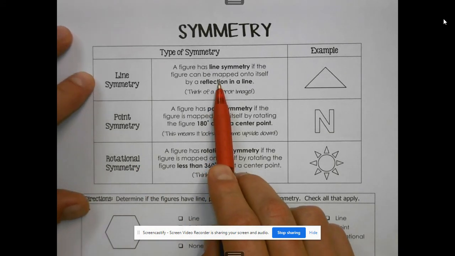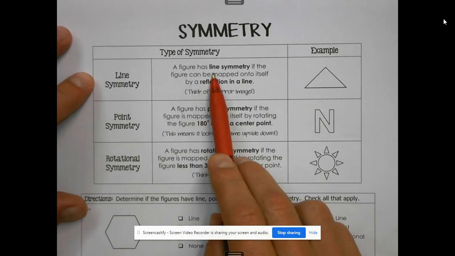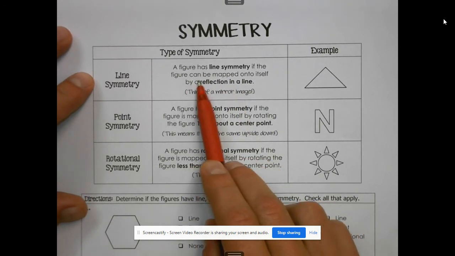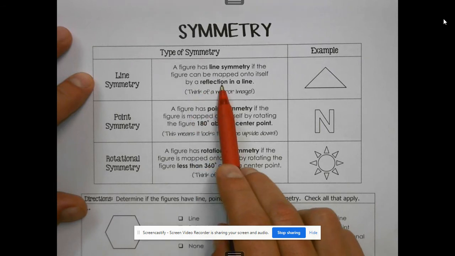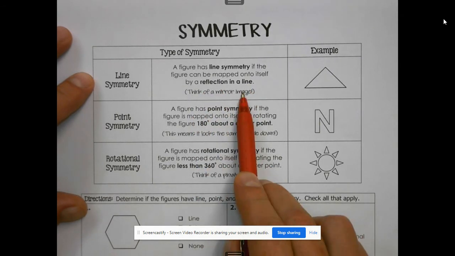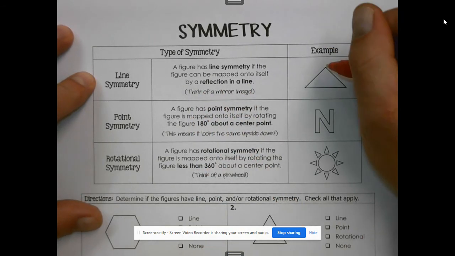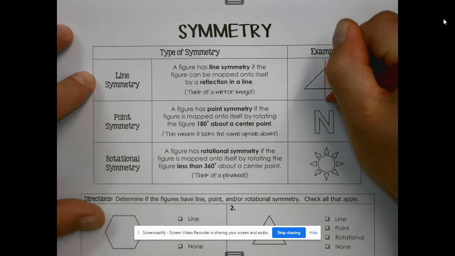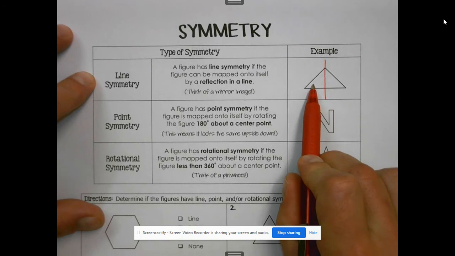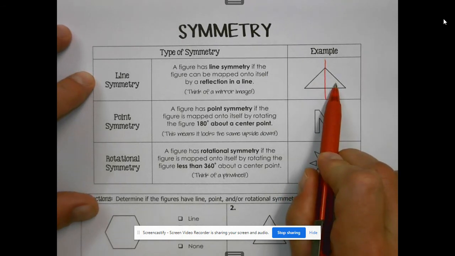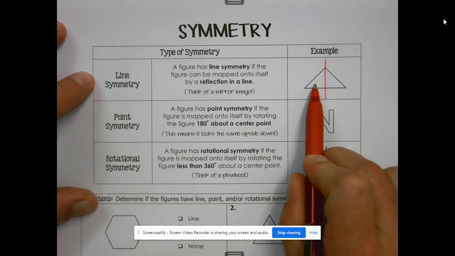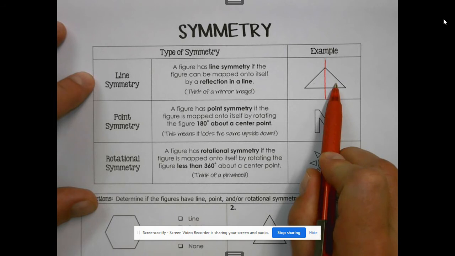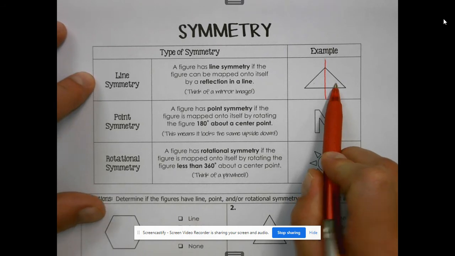For line symmetry, it's simply that a figure has line symmetry if the figure can be mapped onto itself by reflection in a line. Think of a mirror image. If you take a line and fold the figure in half on that line, would it match up on the other side? In this case, yes. This triangle does have line symmetry. If I fold in half on that line, it does match up. So this figure does have line symmetry.